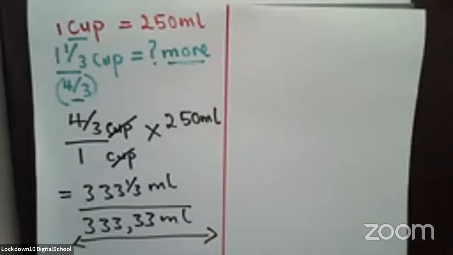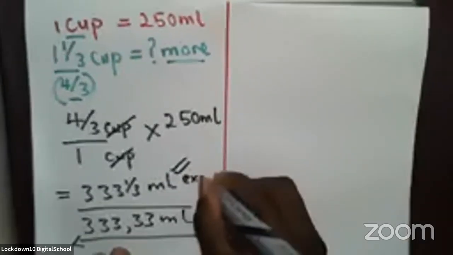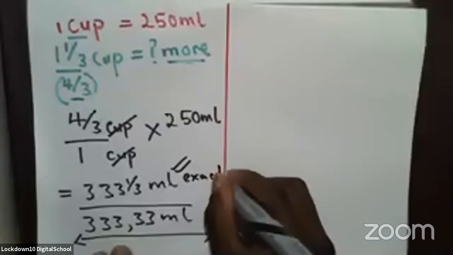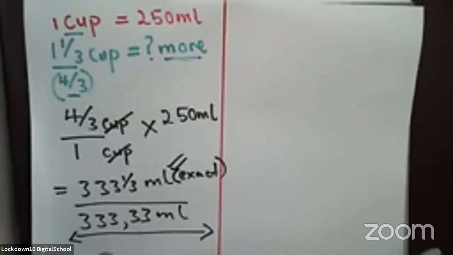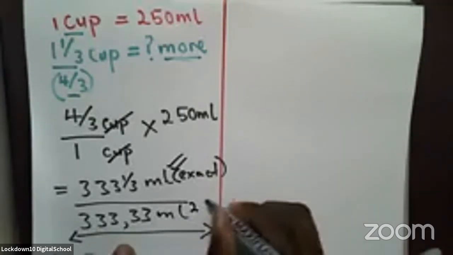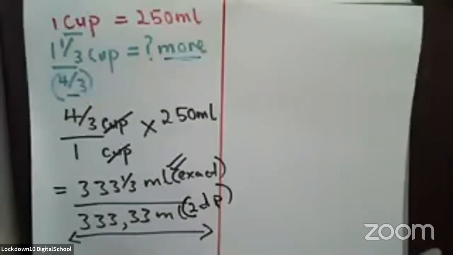Okay, so we have 333.33 millimeters. That is what we have. So you can either be asked to give it as an exact answer. This is the exact answer. Then if the question is specifying two decimal places, you just write it to two decimal places. So this answer is to two decimal places. If they are asking you to convert your answer to three decimal places, you write it like this.